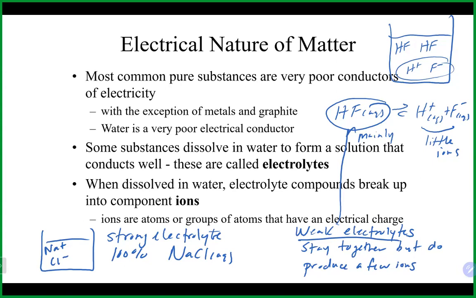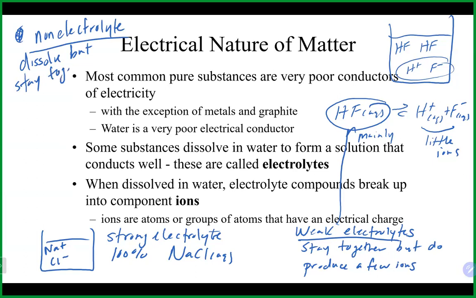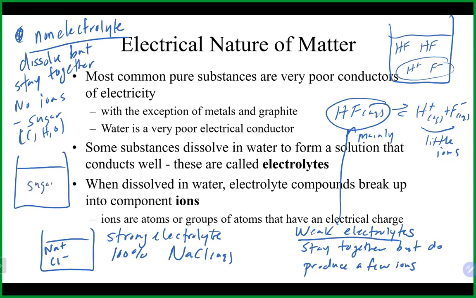The third type is a non-electrolyte. A non-electrolyte will dissolve but stay together, and pretty much you get no ions. Sugar is an example. Sugar is carbon, hydrogen, and oxygen. It will dissolve, but it will not produce any ions.